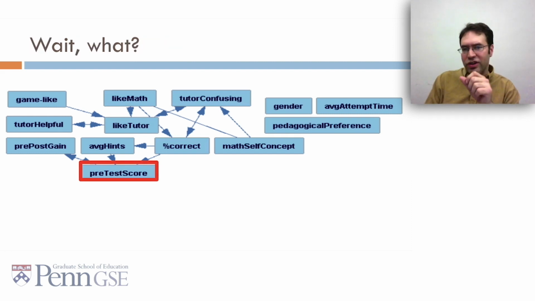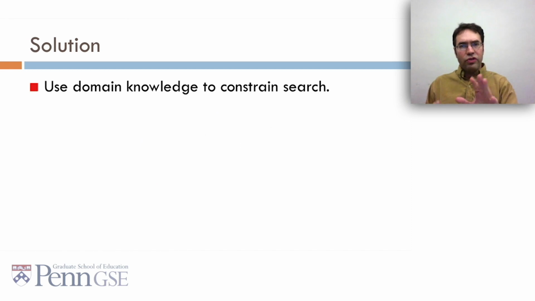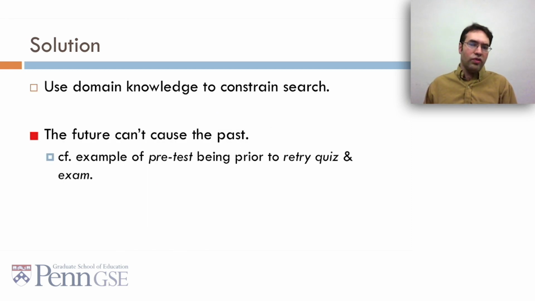Some of you may have noticed an issue. If they take the pre-test before they use the tutor, then their performance in the tutor can't possibly cause their pre-test. And this is what happens when you use unconstrained models, and this is why you have to do what Devon and Joe did and actually pay attention to using the right model. They then showed that if you do it right, you get a more reasonable result. So their solution? Use domain knowledge to constrain your search. The future can't cause the past.